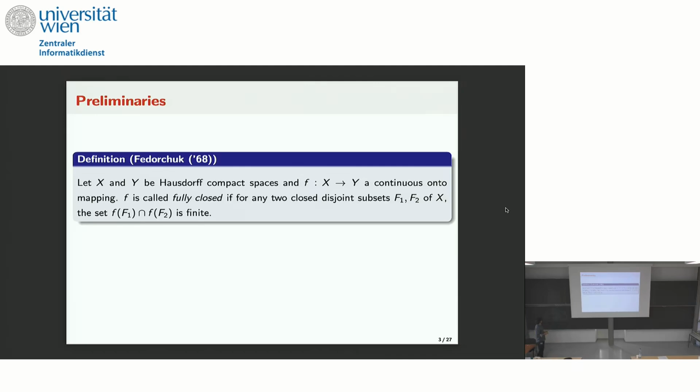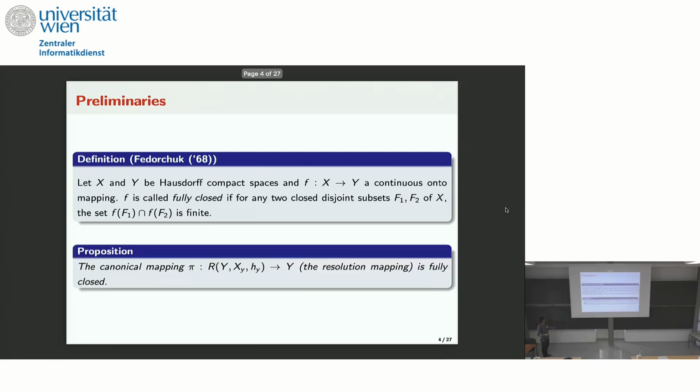There is this property of a mapping. Let's say you have a topological space. Here, all spaces will be compact Hausdorff. A mapping between them is called fully closed if the intersection of the images of any two closed disjoint sets is finite. And what is important is that the canonical mapping from a resolution is fully closed: you start with some space Y, you perform this technique of resolution, you obtain another compact space X, and the natural mapping giving back the original space is fully closed.